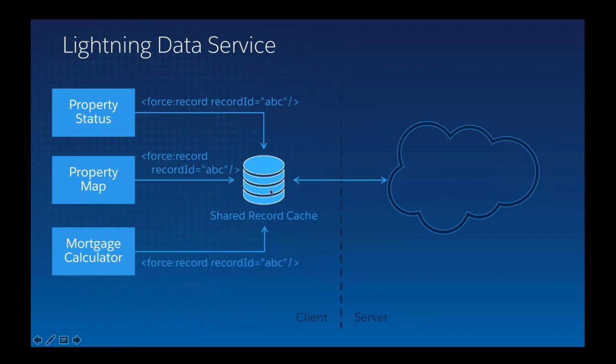Okay, so if I'm the first component that needs that specific record, the local cache will probably fetch it from the server. But all the other components will then be able to fetch the record directly from that cache. But that's completely transparent to you as a developer. All you have to do is to use that specific tag. So let me show you how it works.